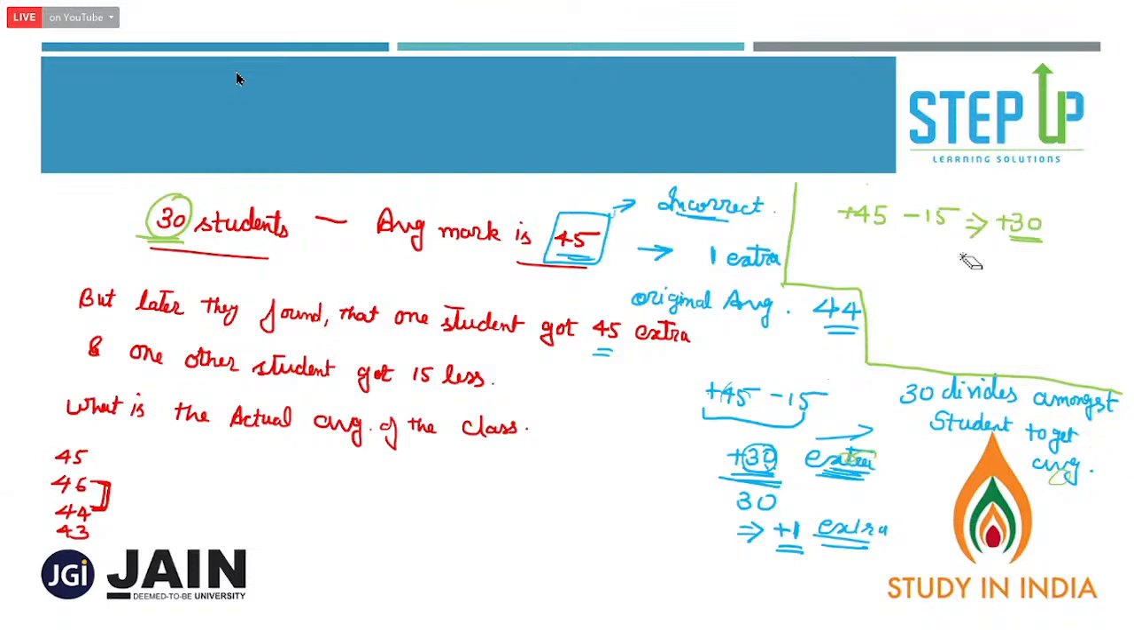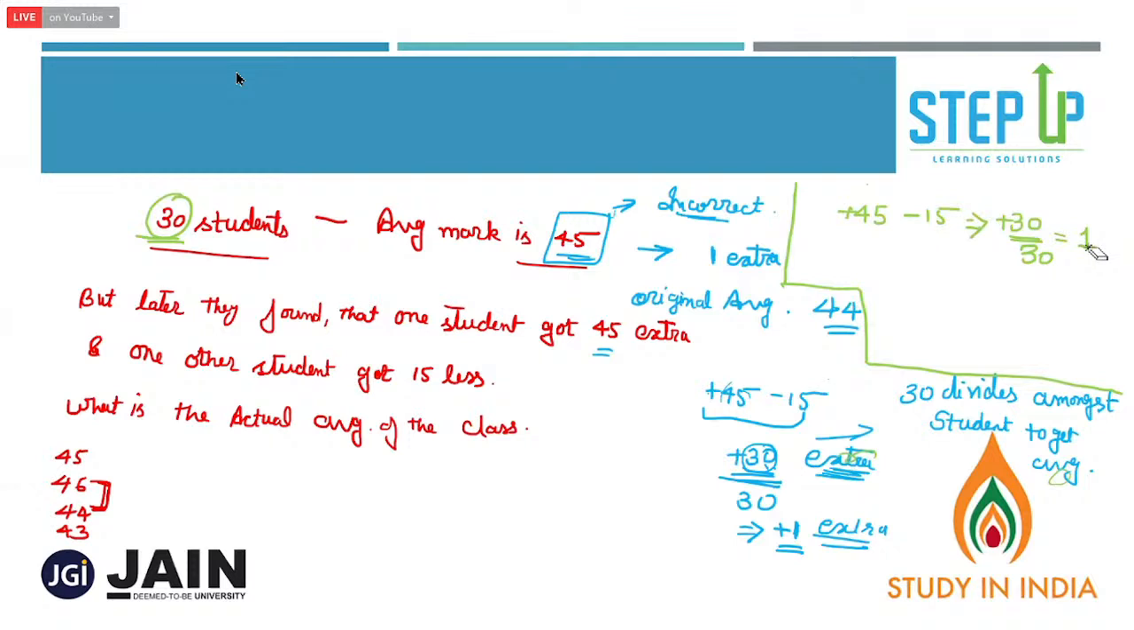Fine. So 30 divided by 30. Why are we dividing it by 30? Because there are 30 students, right? So 30 marks got divided by 30 students. It means that everybody got one extra. So this one is the mistake done by them.